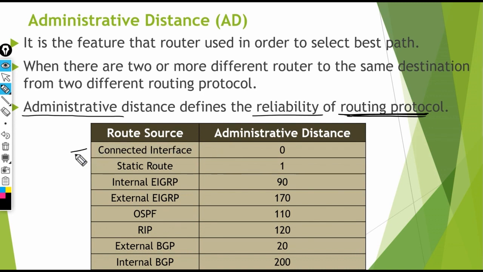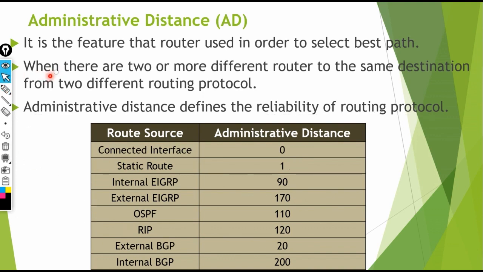For a connected network, administrative distance will be 0. For a static route, administrative distance will be 1. For EIGRP, always remember, you have 90. What is this external EIGRP? Again, this is external, and it is 170. OSPF is 110, RIP is 120. So at least this table you need to remember.